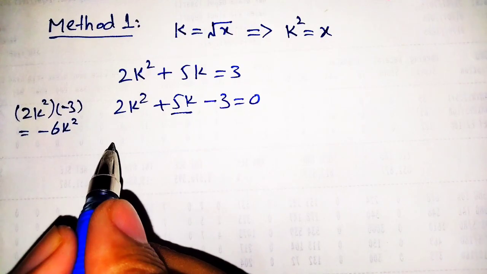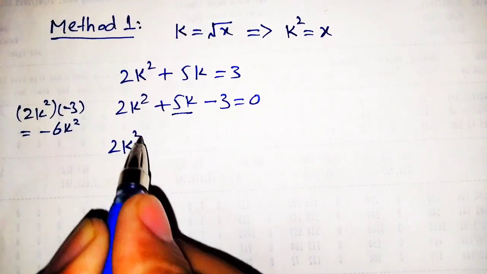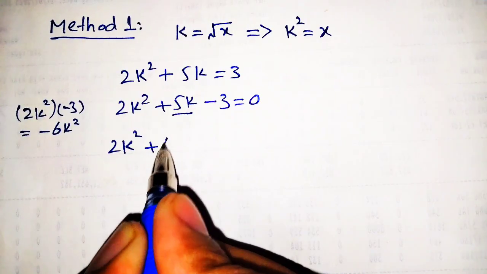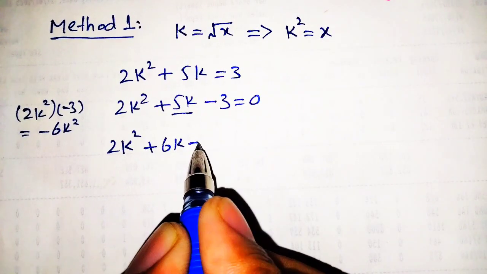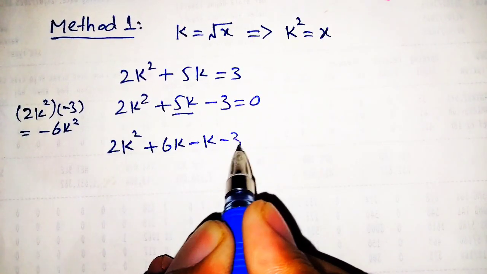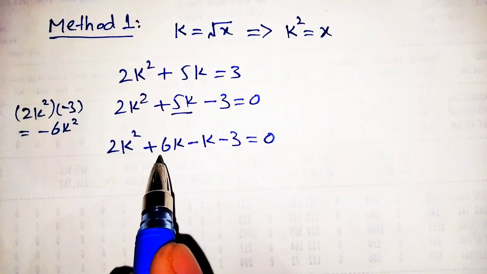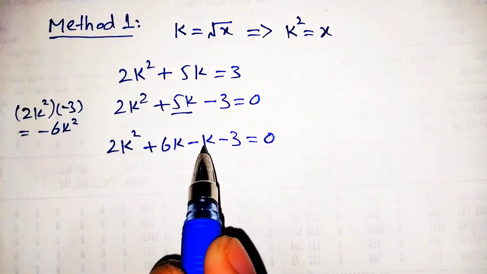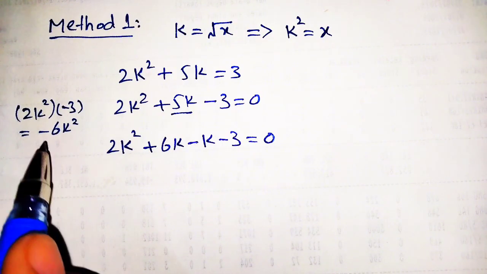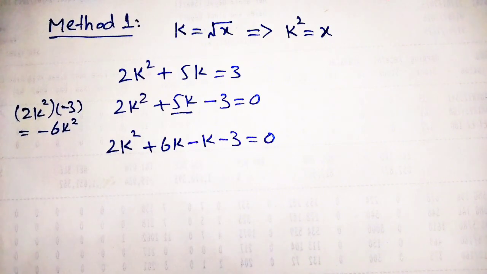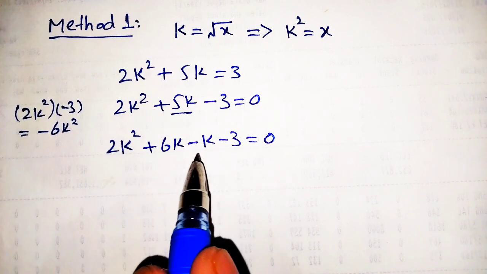So 2k square, this 5k can be written as plus 6k minus k minus 3 is equal to 0. So this is the right factor pair. On multiplying 6k times minus k we will get minus 6k square, and if we add 6k minus k we will get plus 5k. So this is the right factor pair.